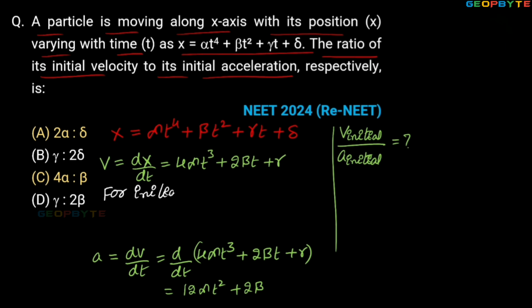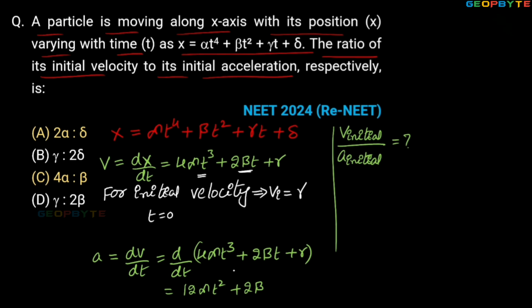Then for initial velocity, as you know, the time t equal to 0. Then what is the v initial? V initial equal to, at time t equal to 0, first two quantities become 0. It is equal to gamma.